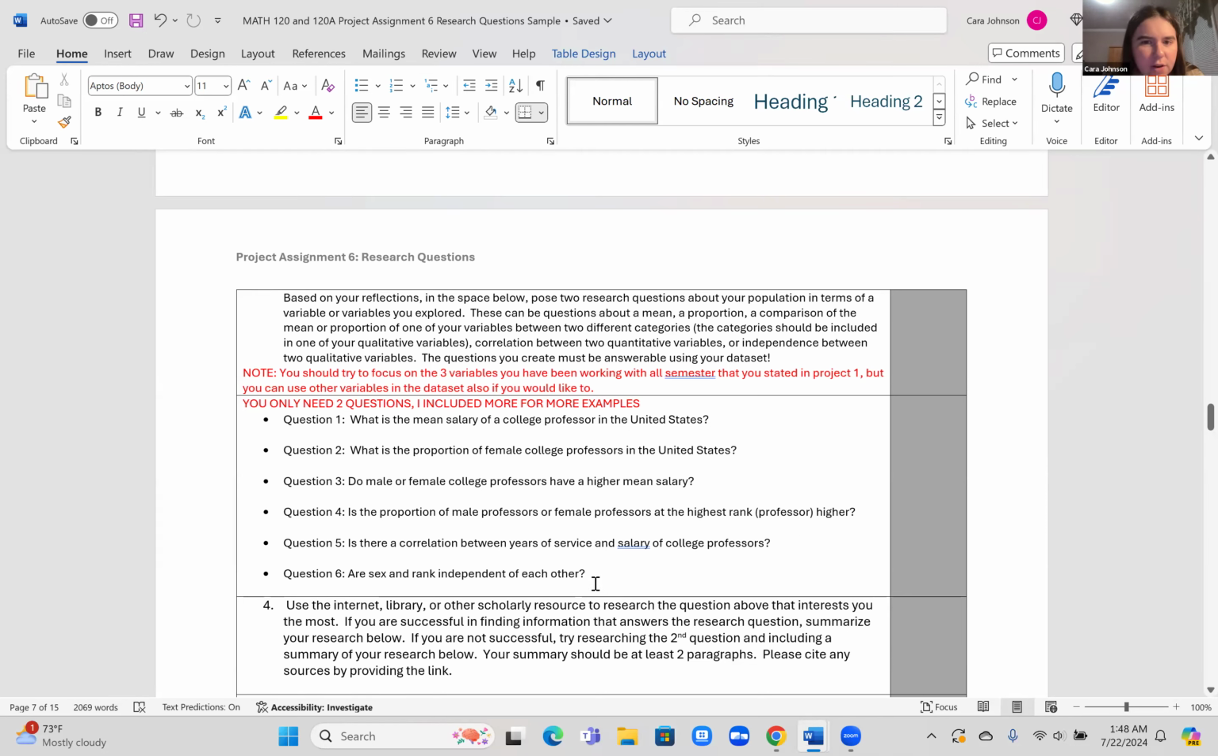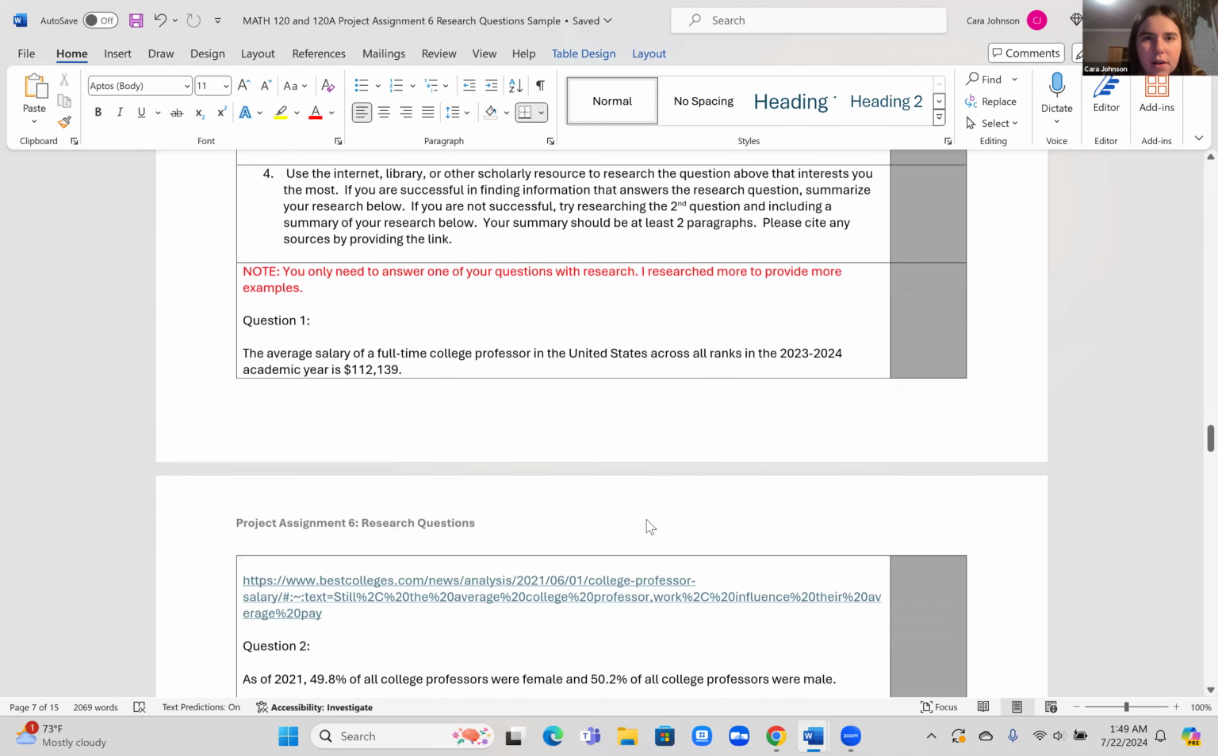And then the last type of question you could do is independence between two qualitative variables. You'll have to bring in another qualitative variable if you do this type of question. One of my other qualitative variables was rank. I talked about that up here too. But are sex and rank independent of each other? So that could be another question that I could consider. Like I said, you only have to do two of these, whatever's most interesting to you.